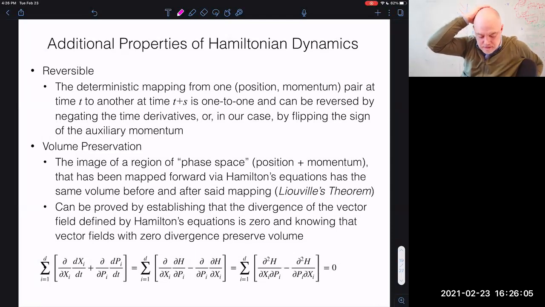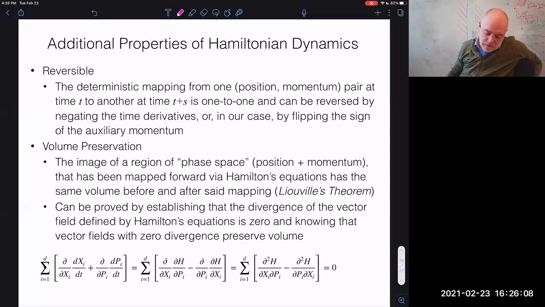The other thing that's important, and this is the non-trivial part that I'm not going to go into in detail, we can do it offline if you're really interested, is that the image of a region of phase space, the position and momentum, this joint auxiliary variable setup that we're talking about, that has been mapped forward via Hamiltonian's equations, has the same volume before and after said mapping. This is important in proving the correctness of Hamiltonian Monte Carlo when it comes to computing the acceptance probability correctly.